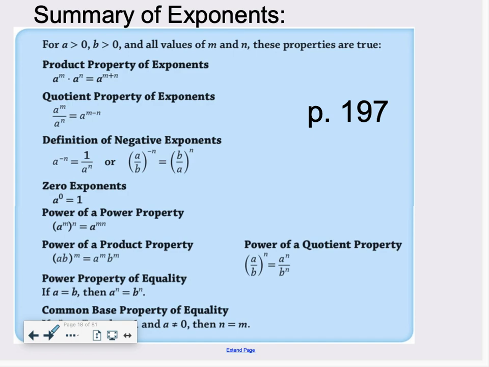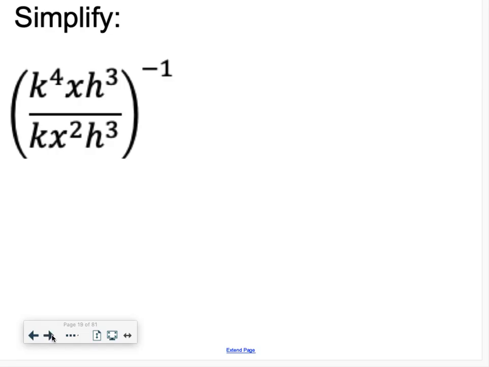In your textbook, you have on page 197 a summary of all of these. So if you get stuck, refer back to your book if your notes aren't good enough. Page 197 is a summary of all of these properties.